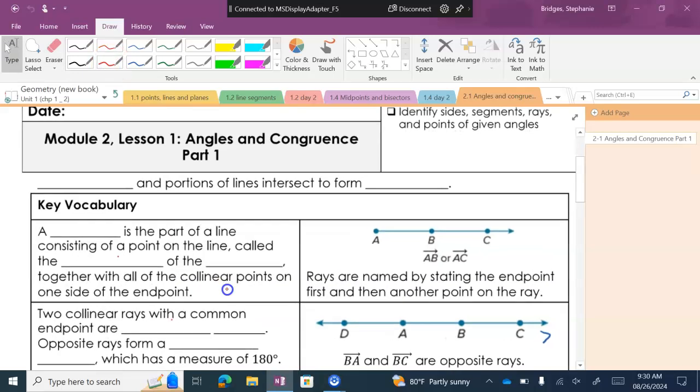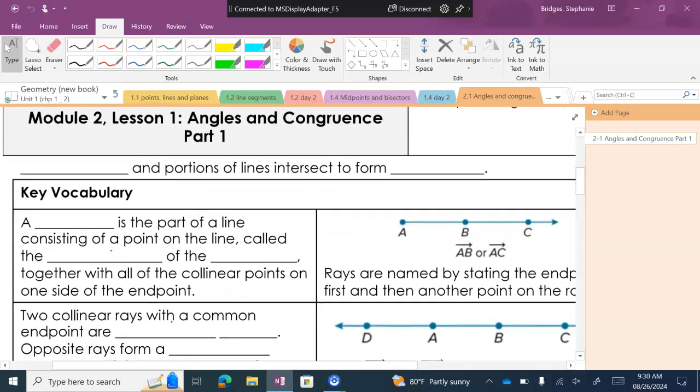All right, so we're going to start with right above where it says key vocabulary. There is a line that we're going to fill in. So what this says is that lines and portions of lines intersect to form angles. Okay? Lines and portions of lines intersect to form angles.